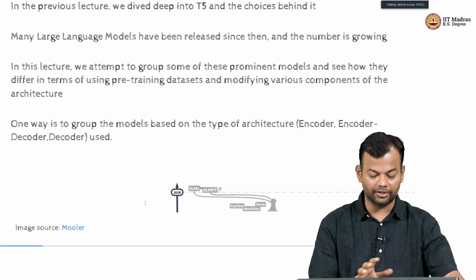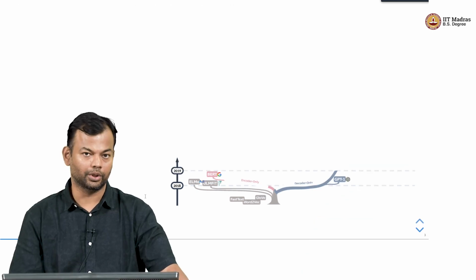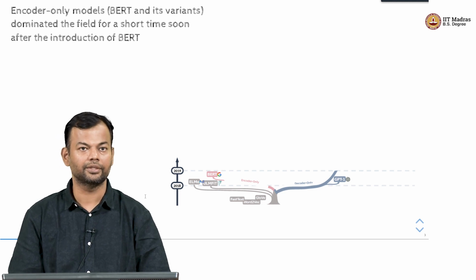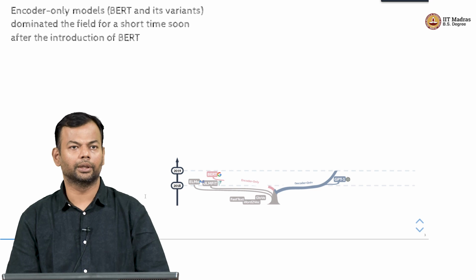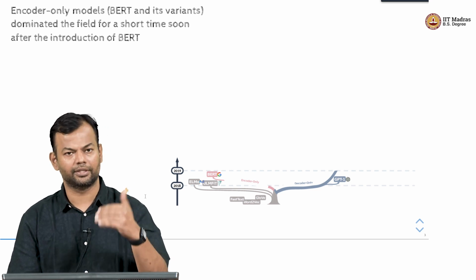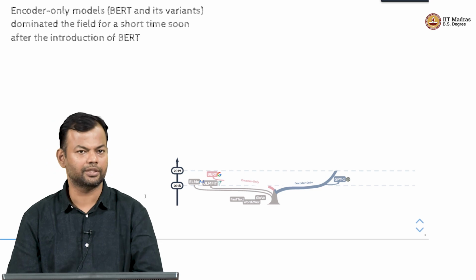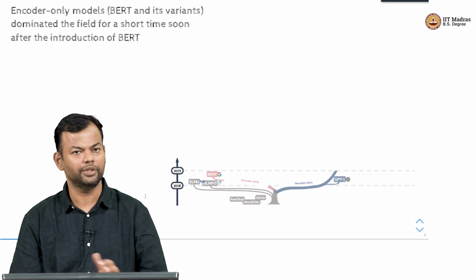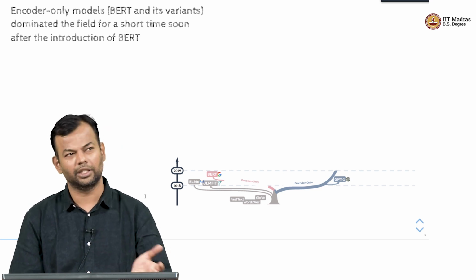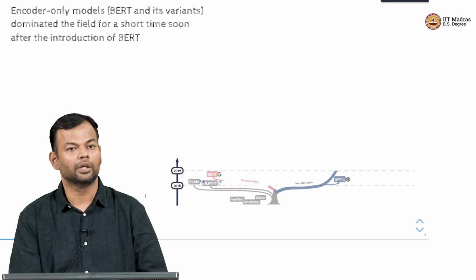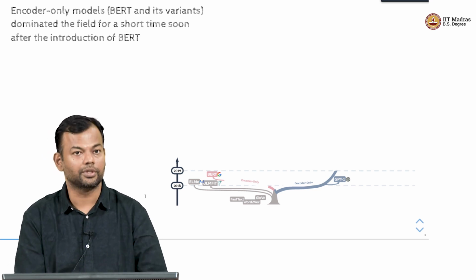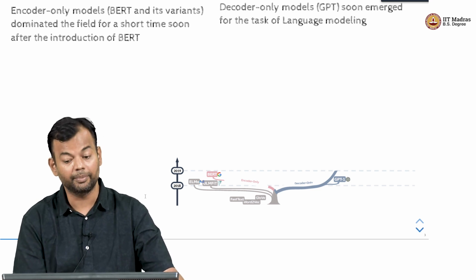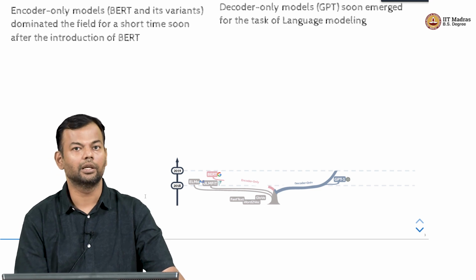The first set of models which had come out were these encoder-only models, right, which were BERT and its variants. And for a short time, they dominated the field. They were all like BERT, DistilBERT, ALBERT, RoBERTa, all of these variants of the encoder-only model, typically trained using the masked language modeling objective. These were the dominant models 2017 to 2019-ish, I guess. That's what this diagram also says.